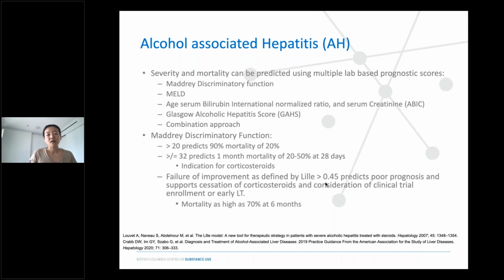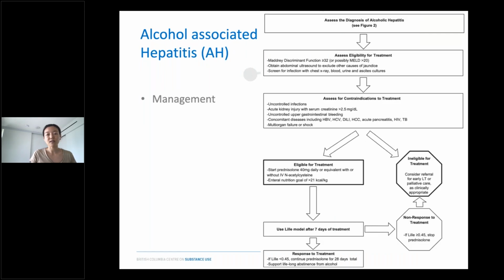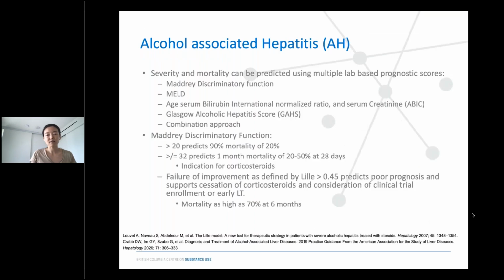But with a Lille score of more than 0.45, it is also a trigger for recognition that this person has failed medical therapy aimed at alcohol-associated hepatitis and should really be managed supportively, have critical discussions with family. But as you can see here, the combination of the Maddrey discriminant function and the Lille score together is important prognostically, but also in terms of treatment. Having said that, once we are at a stage where we've deemed that the patient is not responding to medical therapy by treatment algorithms, they should be considered for referral for early transplantation or potentially palliative care.